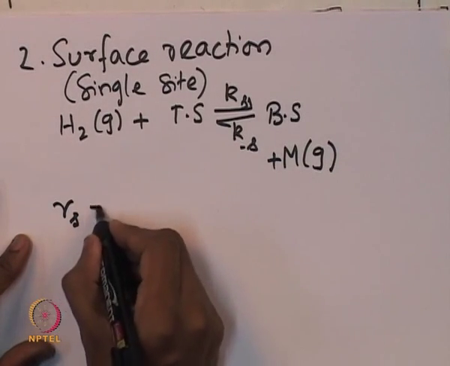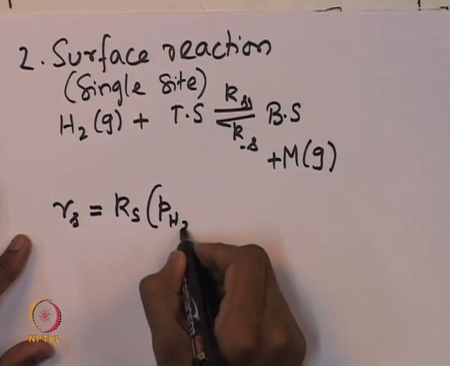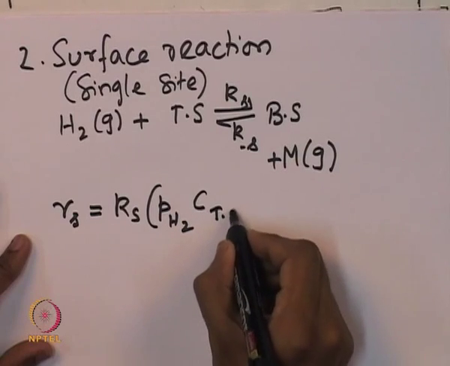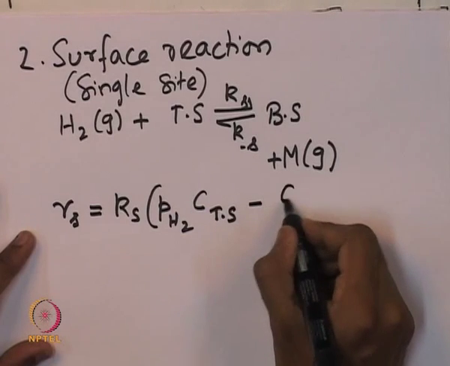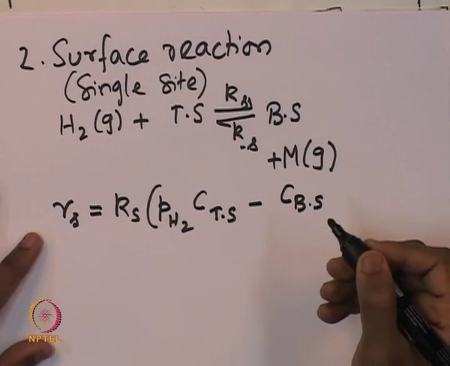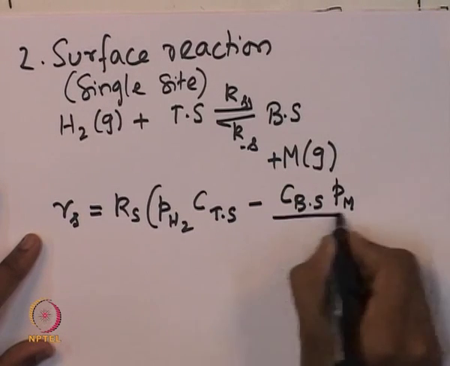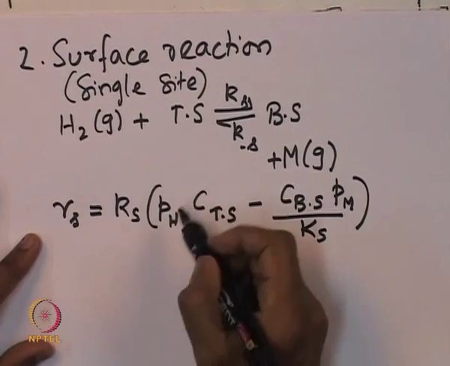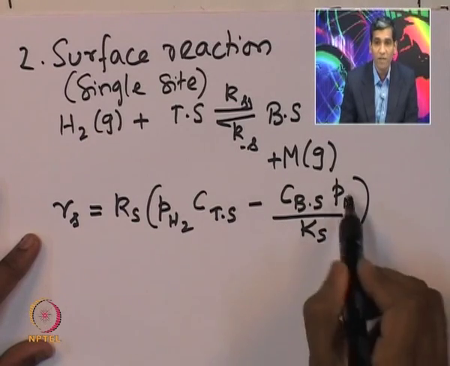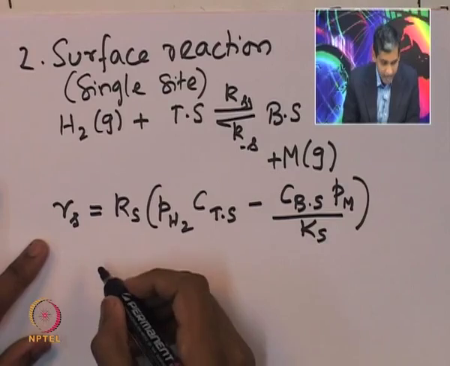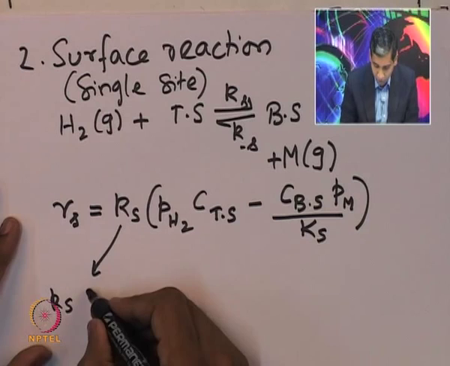So the surface reaction rate is given by Ks multiplied by the partial pressure of hydrogen times the concentration of the sites in which toluene is adsorbed, minus the concentration of the sites in which benzene, the product, is adsorbed, multiplied by the partial pressure of methane, divided by Ks. The first term corresponds to the rate of the forward reaction, and the second term corresponds to the rate of the reverse reaction. Here Ks is the specific constant for the forward reaction.